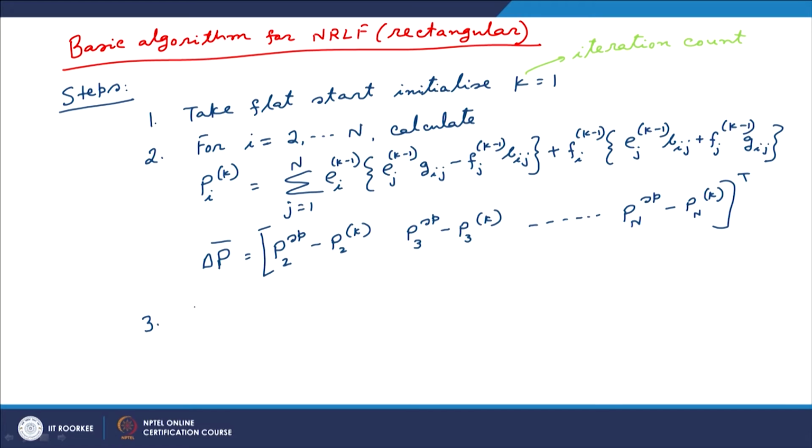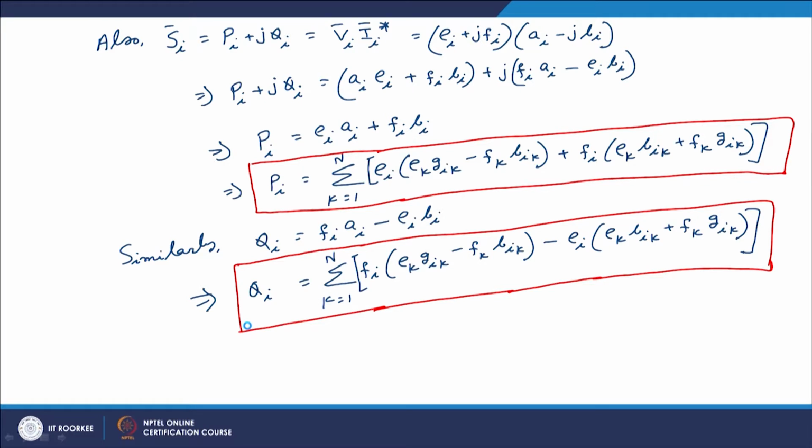Then what we do for i equal to m plus 1 to n, calculate Qik, with j equal to 1 to n. Then Fi into Ej Gij minus Fj Bij, Fi into Ej Gij minus Fj Bij.